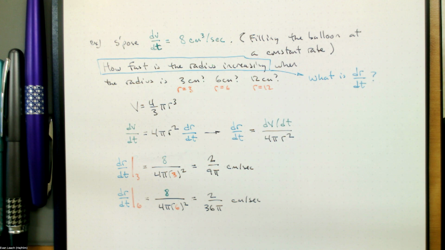Notice that when we went from a radius of 3 to a radius of 6, when the radius doubled, dr/dt was divided by 4. This is why I didn't cancel the 2. So we can see 2 over 9 pi. If we divide that by 4, we have 2 over 36 pi. And that was expressed up here.